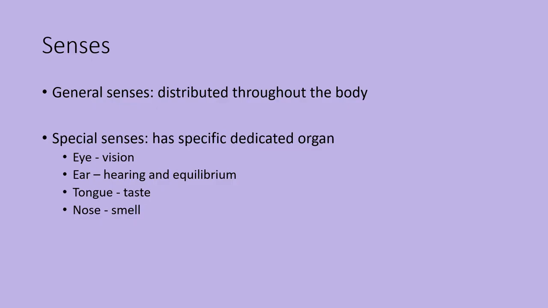We're going to be looking at several of the senses. Now, we usually divide these into general senses versus special senses. The general senses are distributed throughout the body, things like touch. The special senses, there's 5 main special senses, and they have a specific dedicated organ where those receptors are going to be found. So the 5 special senses are vision, hearing, equilibrium, taste, and smell. So this is going to be involving the eye, the ear, the tongue, and the nose.